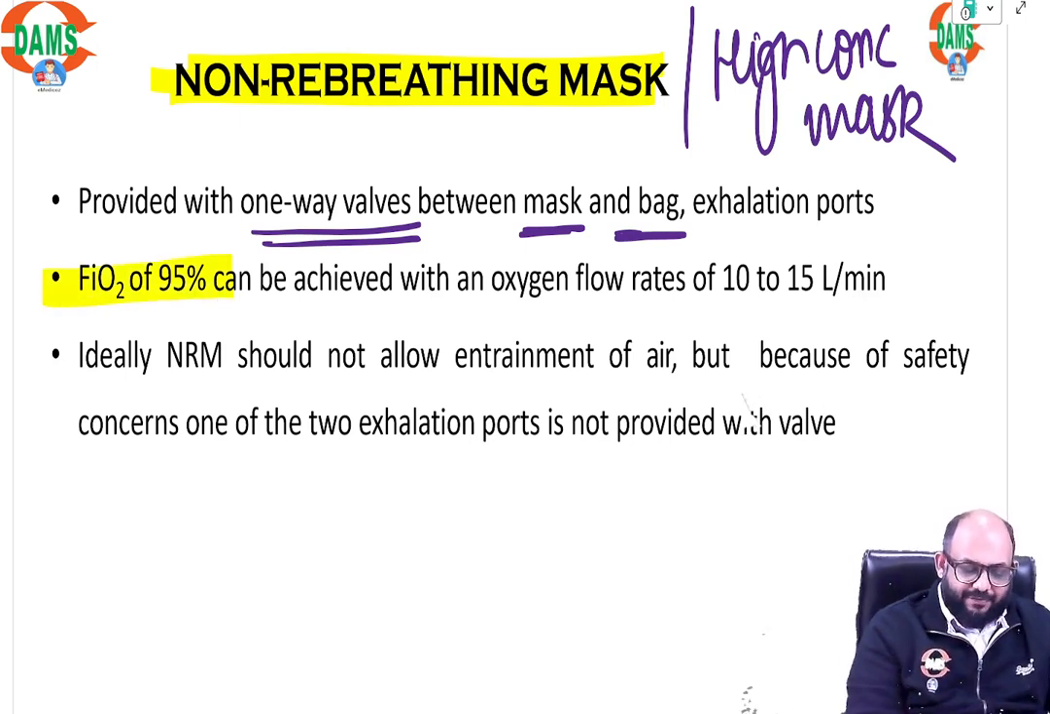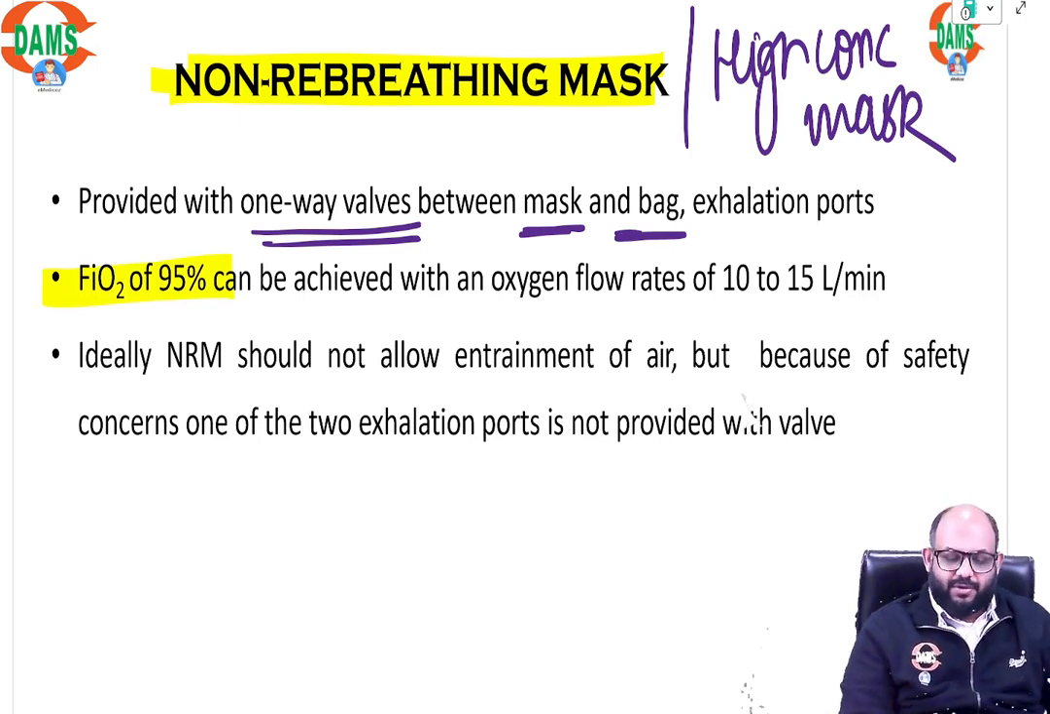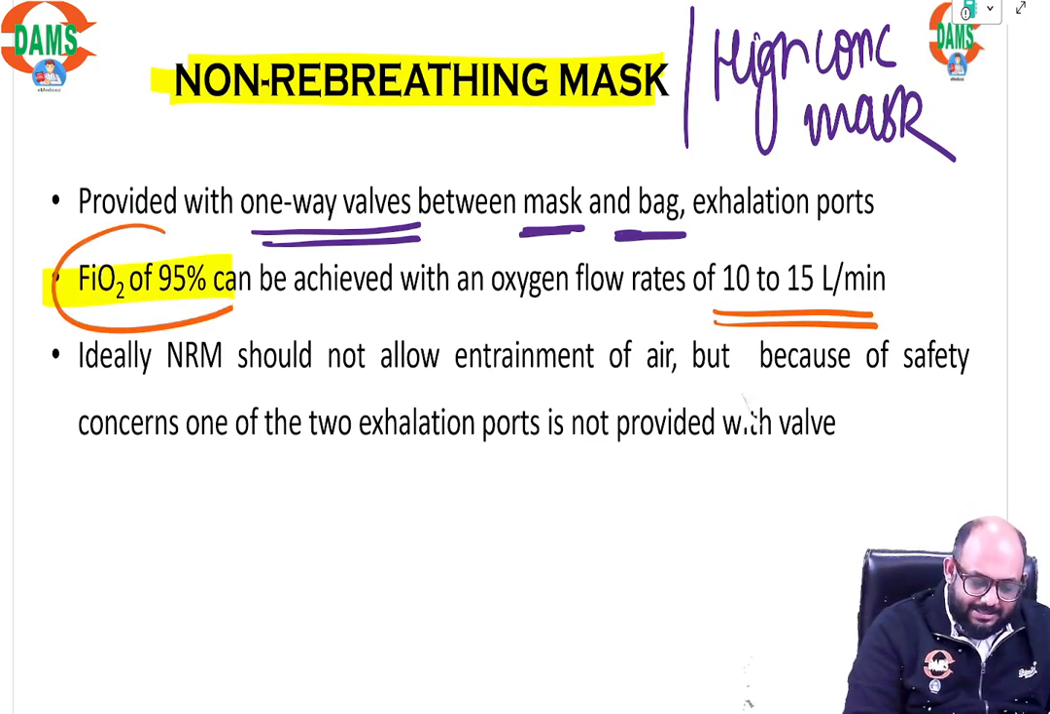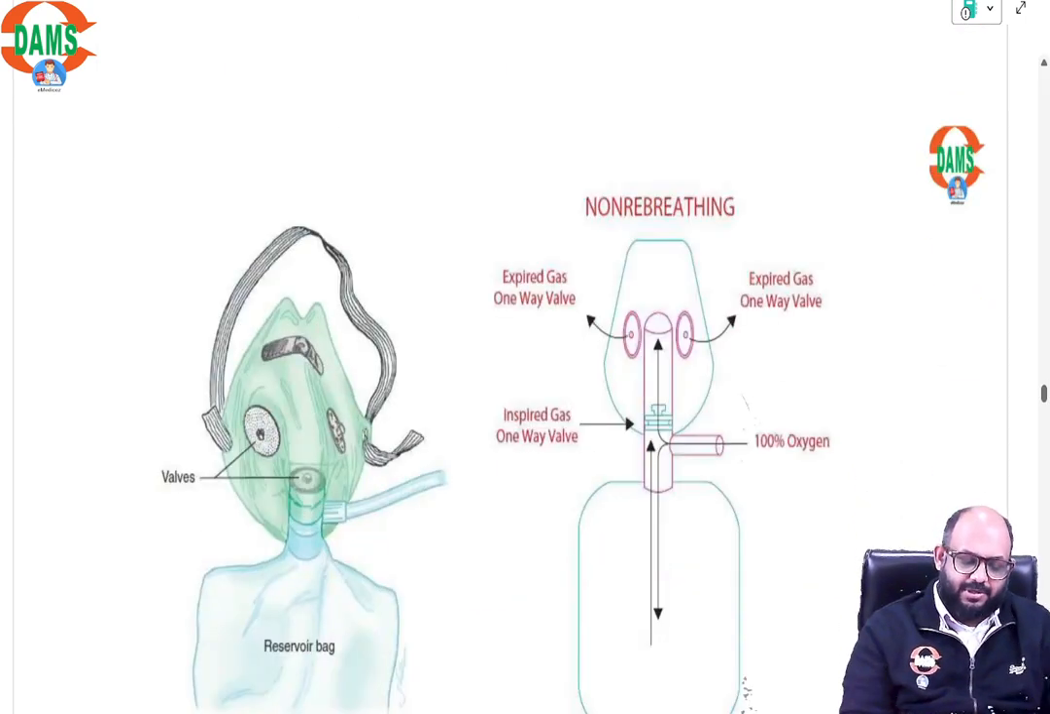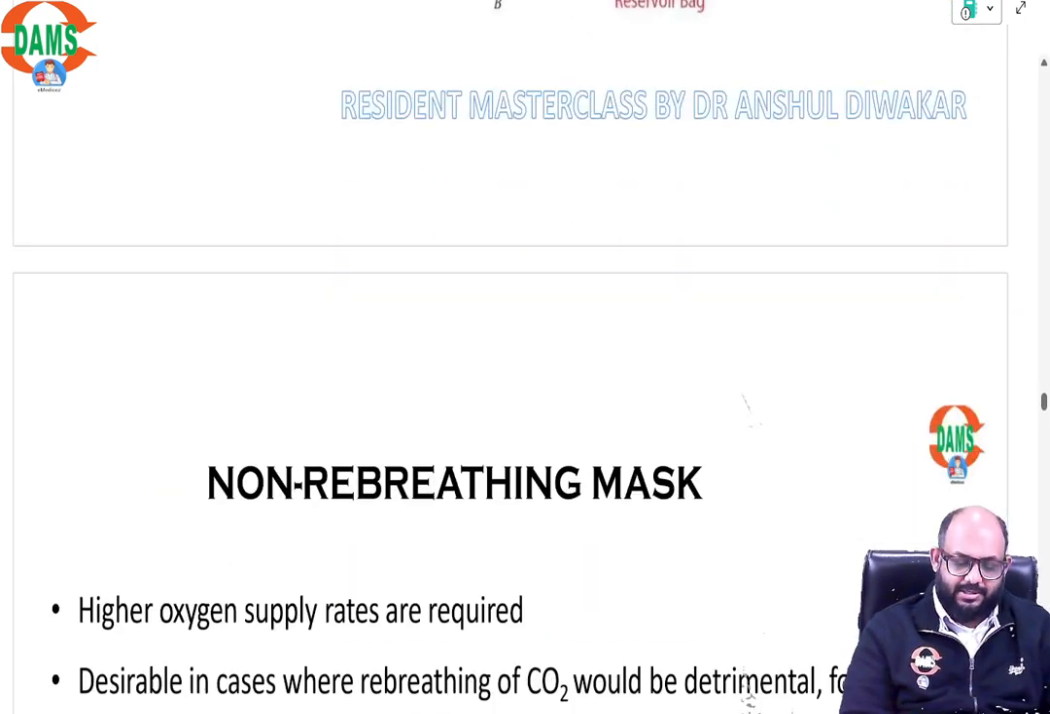FiO2 of 95% can be achieved with an oxygen flow rate between 10 to 15 liters per minute. Now, this is under ideal circumstances. Usually, we get somewhere around 80 to 85%. Ideally, NRBM should not allow any entrapment of air, but we still keep some holes open in case the patient needs it. The patient can inhale from outside.